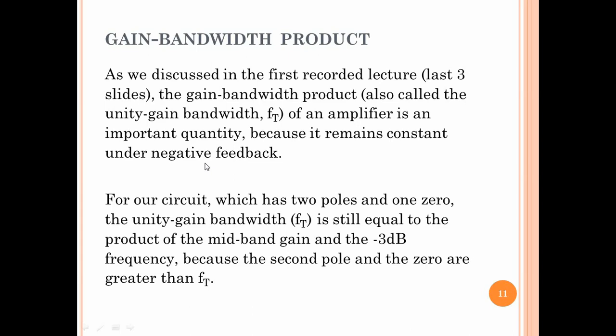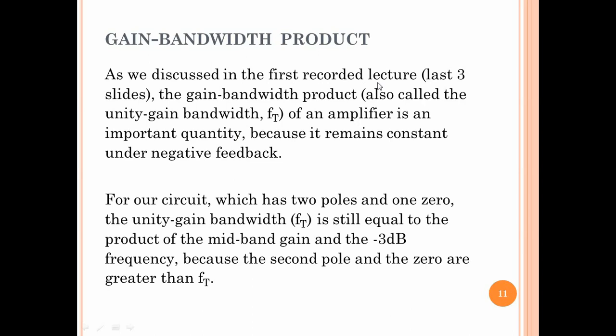The bandwidth of that negative feedback circuit will be higher, and the product of the gain and frequency with feedback will be the same as the open loop product of gain and bandwidth, which is the gain bandwidth product. Now, when we did this in the first lecture, we had assumed that the amplifier had a single pole. You can go back and look.